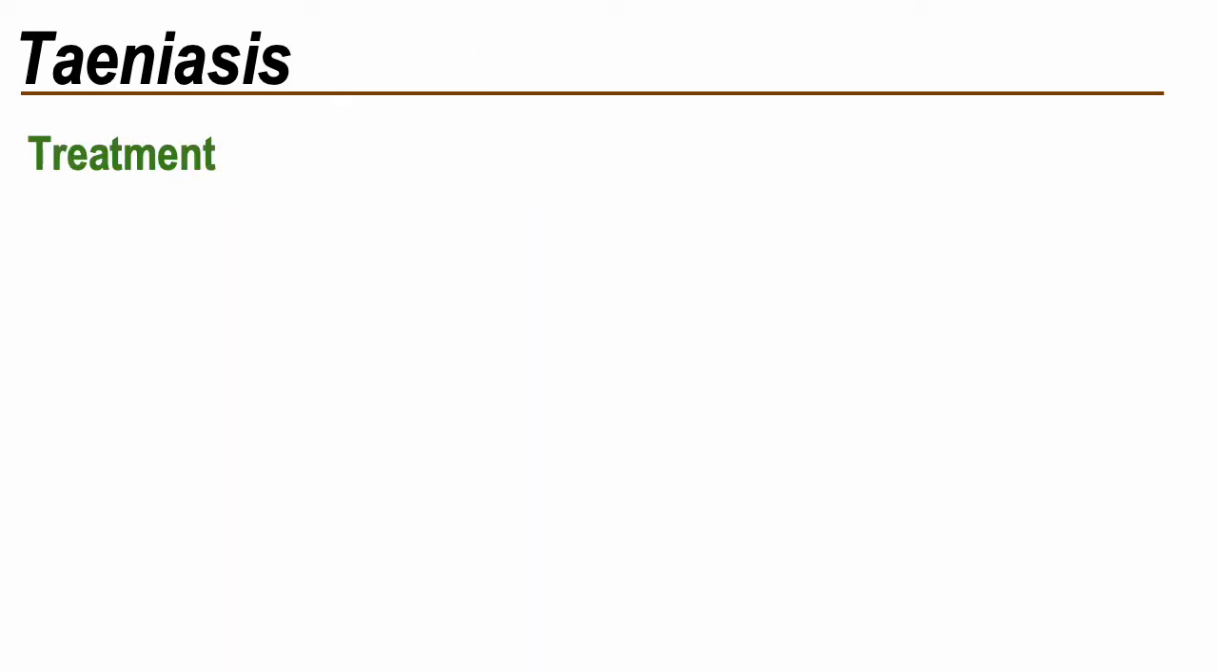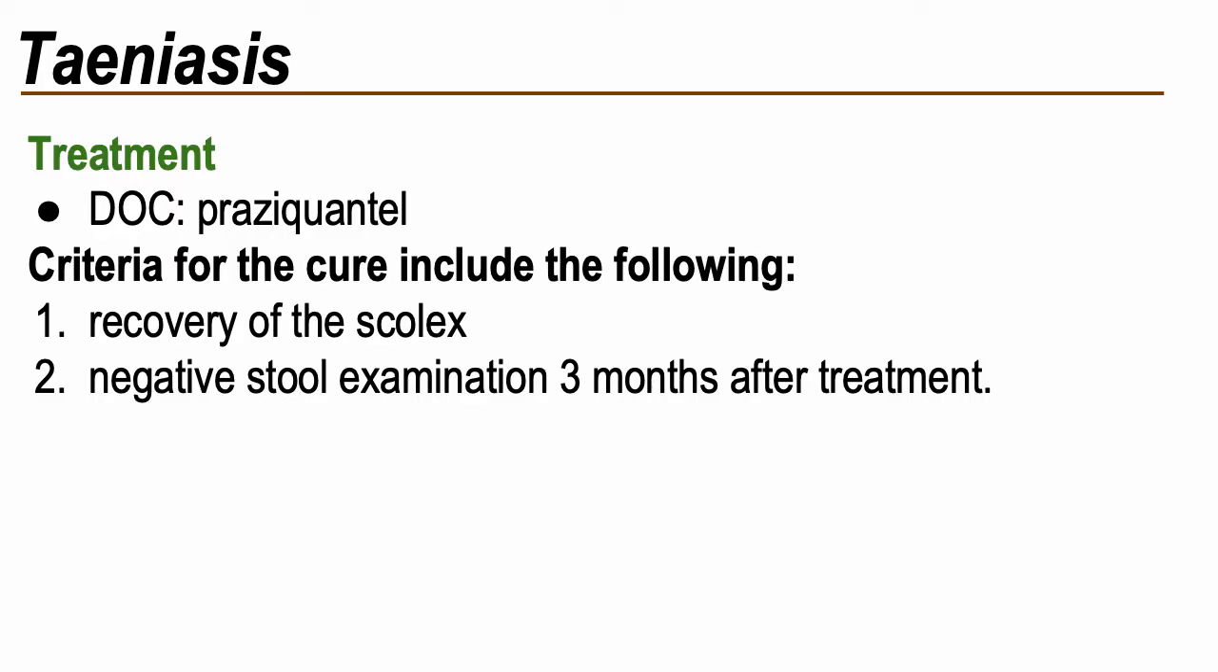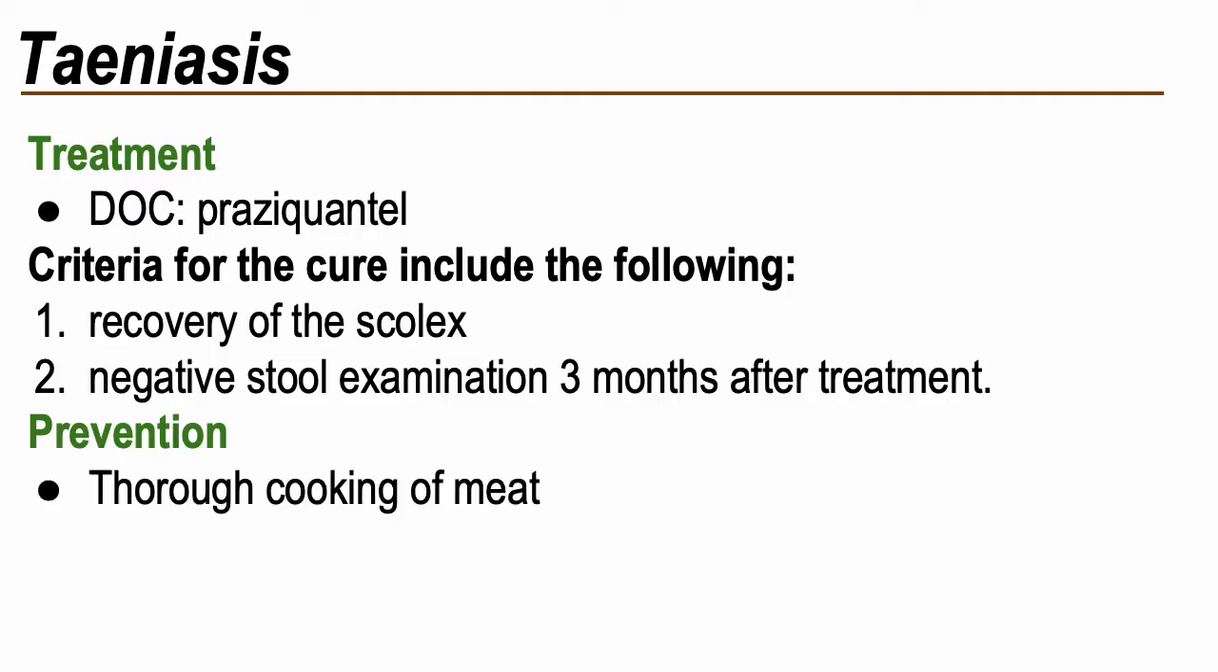For the treatment and prevention, the drug of choice is praziquantel, similar to Taenia solium, and the criteria for the cure include the following. So number 1, the scolex is recovered in the stool sample of the patient. Just like what we have discussed a while ago, the presence of scolex or multiple scolex in the stool connotes the positive treatment of the patient. Number 2, negative stool examination within a span of 3 months after treatment should be observed. For the prevention, this is similar to the prevention of Taenia solium.